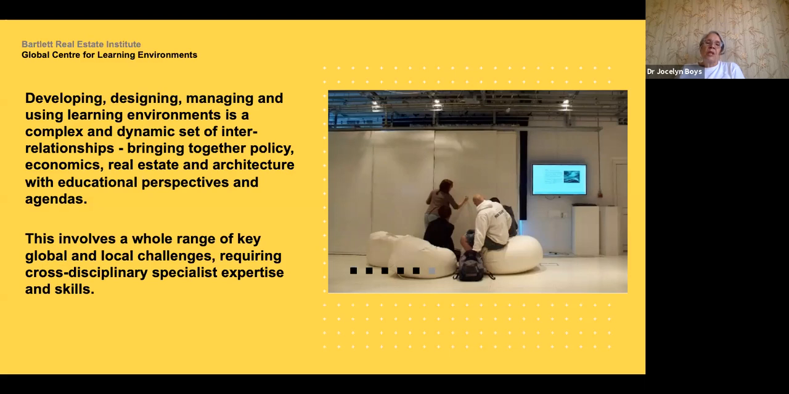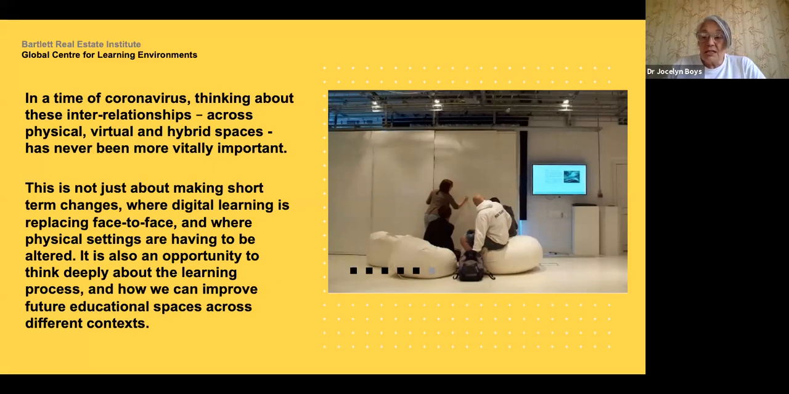So that in itself involves a whole range of key global and local challenges, and we really need more of this kind of cross-disciplinary expertise and skills. We don't have enough people who can work in this field with that kind of range of knowledge. And particularly in the current moment with the pandemic, thinking about how education can be organised in physical spaces, in virtual spaces, in some sort of blended mix of those spaces, it's becoming vitally important.